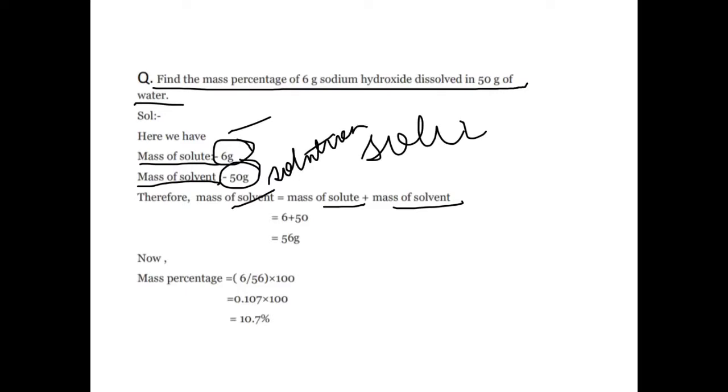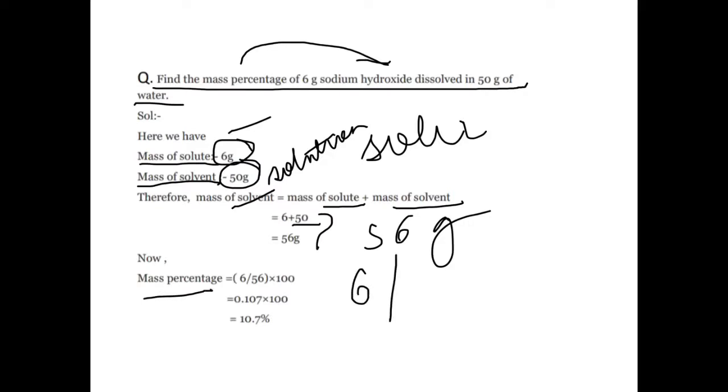So what is the mass of solute? Mass of solute is 6 gram and mass of solvent is 50 gram, and when we add these we get 56 gram. Done. Now how to calculate the mass percentage of sodium hydroxide? It is the mass of sodium hydroxide divided by mass of the solution into 100, that is 0.107 into 100, which is equal to 10.7%.